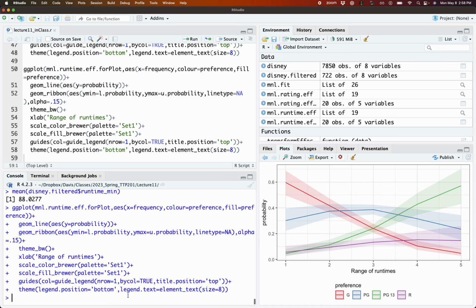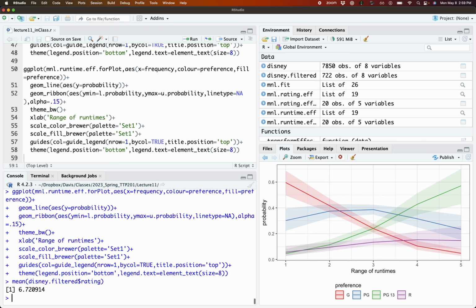So here, our average rating is 6.7. Okay, so this represents the probability plot for our different outcomes across a range of runtimes with an average rating of 6.7. Okay. So if the movie's really short, so on this side, at this 6.7 rating, what would you guys, if you had to choose, what would the rating be?